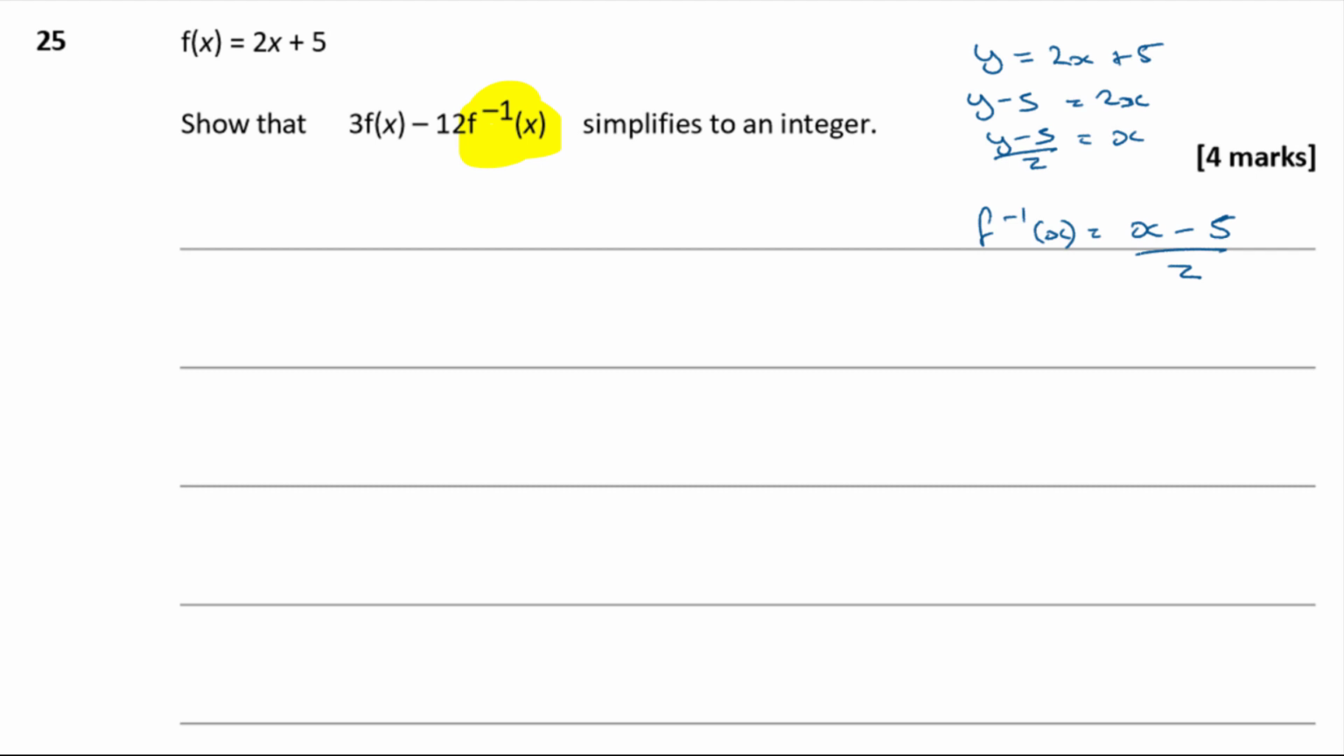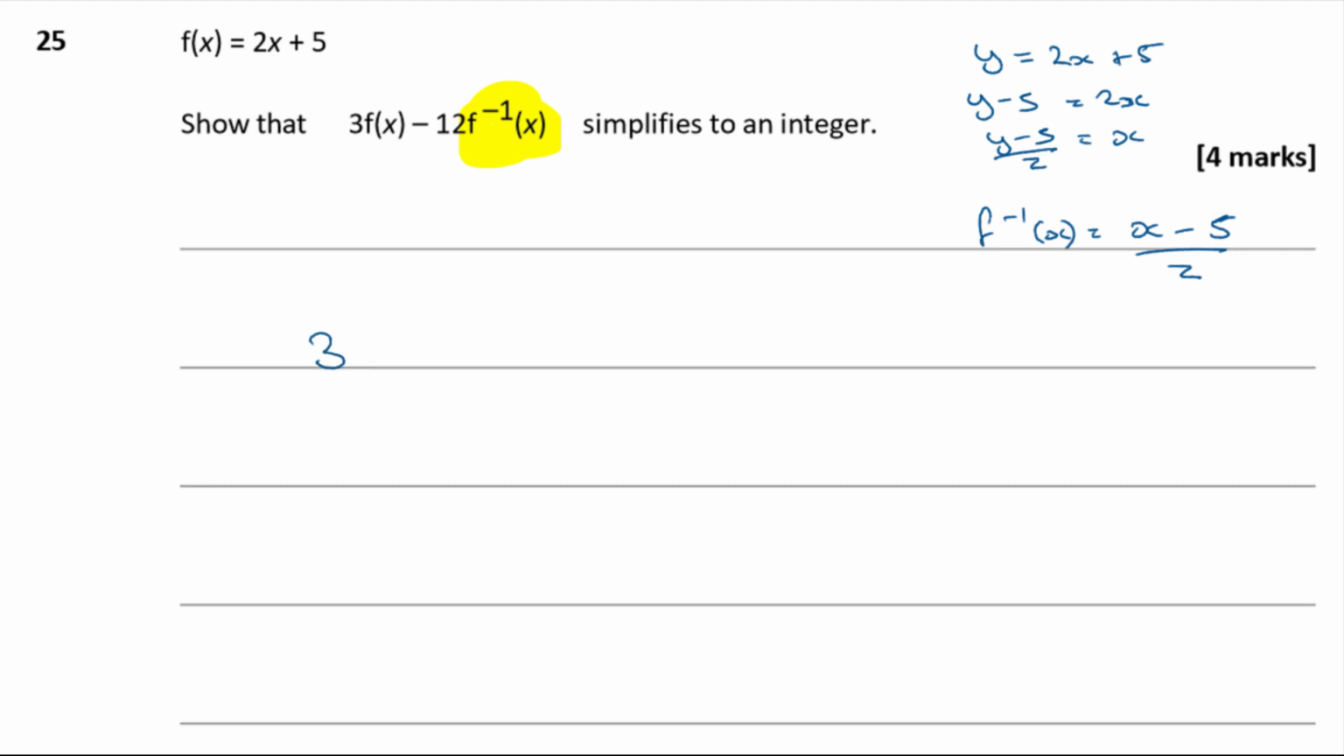Okay? So that's if you want to find the inverse function, write down y equals the function, rearrange it to make x the subject, and then rewrite what you find, but replace the y back with the x. And then that will give you your inverse function. Okay? So that's what f to the minus 1 of x is. Okay, so now I can work out and show the thing it wants me to find. I'm going to show that 3 lots of the function minus 12 lots of the inverse function simplifies to an integer. Okay, so let's do that then.